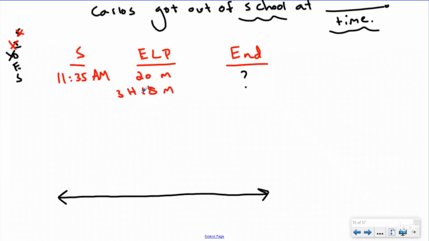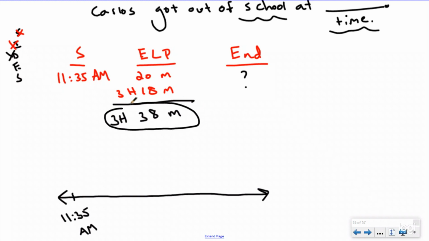So here's my timeline, and I want to put my start time on it, and that's going to be 11:35, and I'm going to put a.m. here because that's going to be important. And then I want to add up my total elapsed time first, and that's going to bring me to 38 minutes and then 3 hours. So my total elapsed time was 3 hours and 38 minutes.